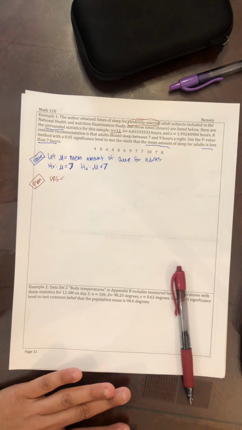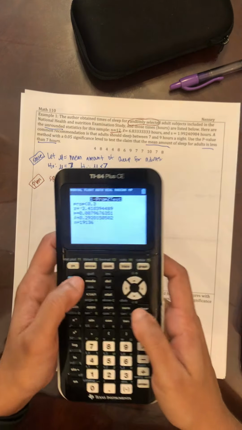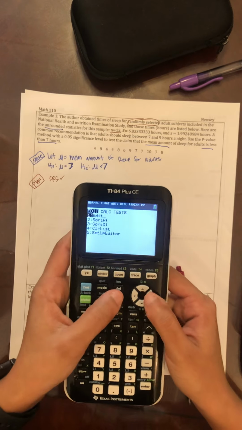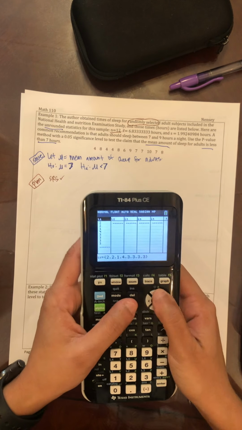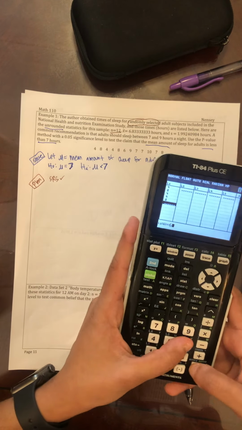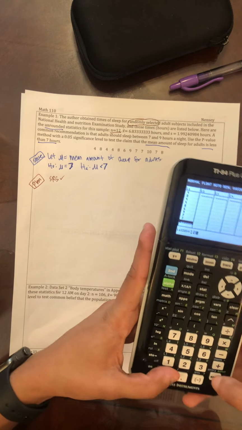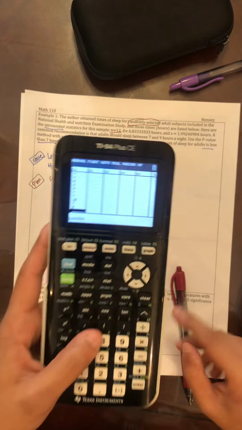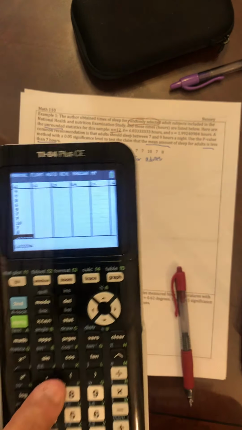Okay, so we're going to go ahead and draw our box plot. And how do we draw our box plot? Straight as we've done it before. So we're going to enter it into our data. Okay, I'm going to clear it. I'm going to go ahead and enter it in. So I'm going to do 4, 8, 4, 4, 8, 6, 9, 7, 7, 10, and 8. And I got 12 numbers. I'm good to go. I know I did it right.